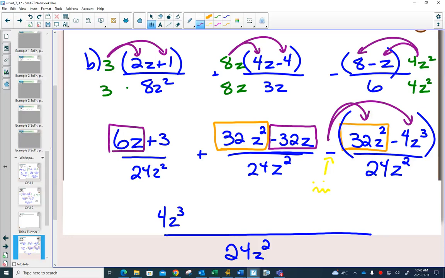Now, the z squared, those are the ones in the orange box. I have 32 z squared. I'm going to subtract 32 z squared. I'm going to be left with no z squared. Next, my z's. I have a 6z. I'm plussing a minus 32. That will give me minus 24. Yes. Sorry, that was mental math in slow motion.